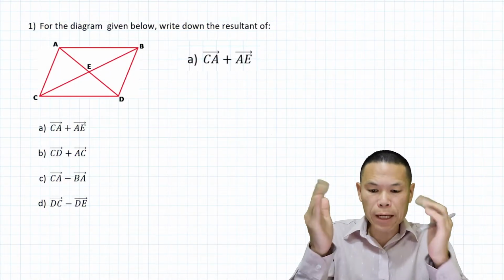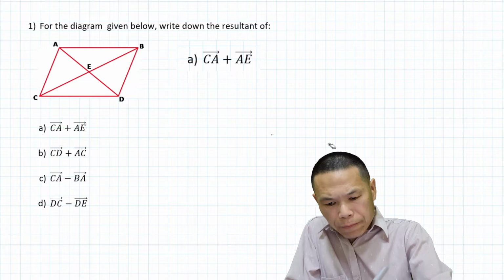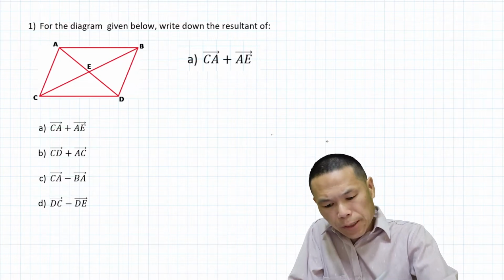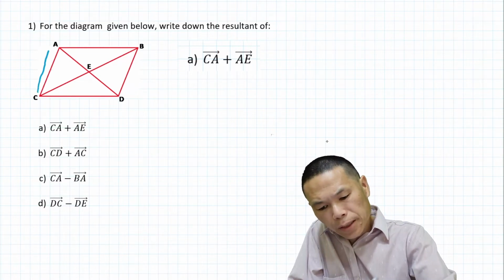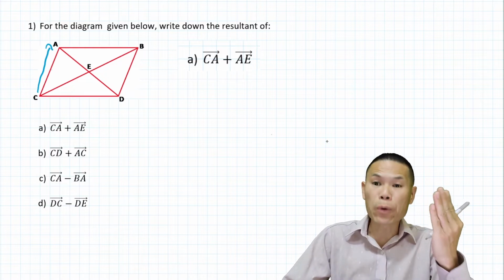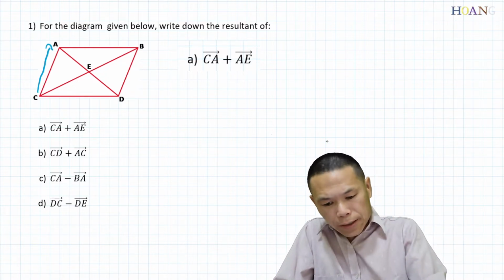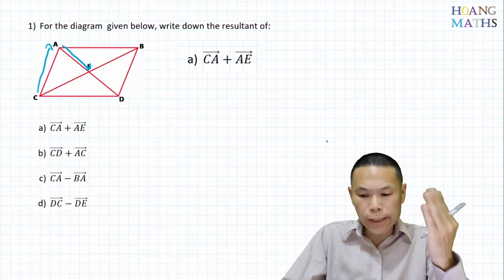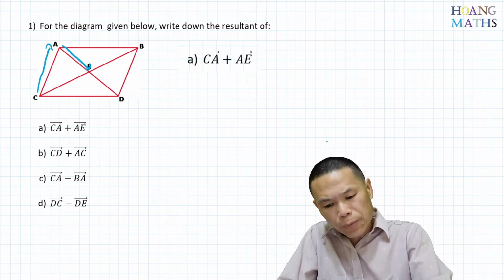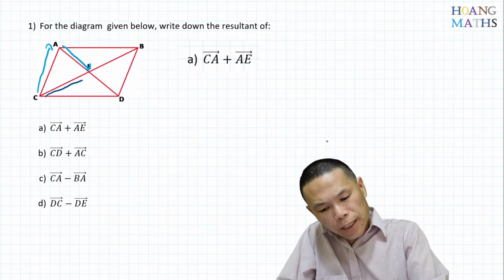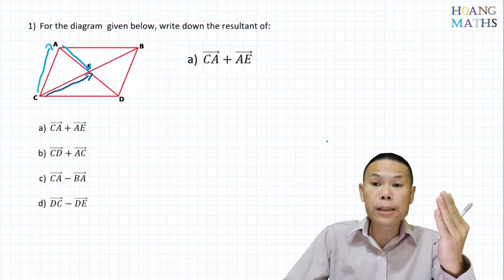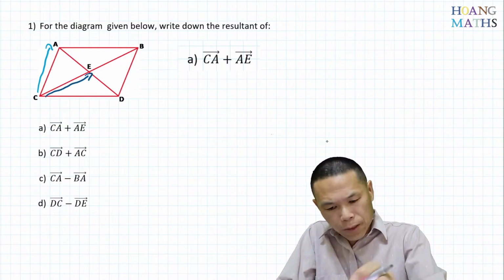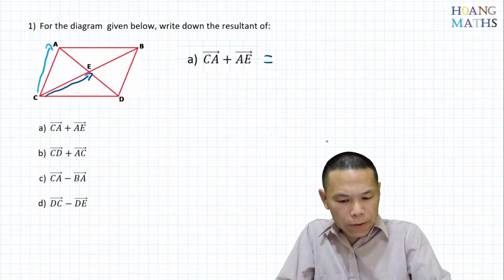So CI plus IE. CI is this vector here, and then we add IE. IE is this vector here. Therefore, CI plus IE will give me this vector here. So that is CE. There you go. So that is equal to CE.